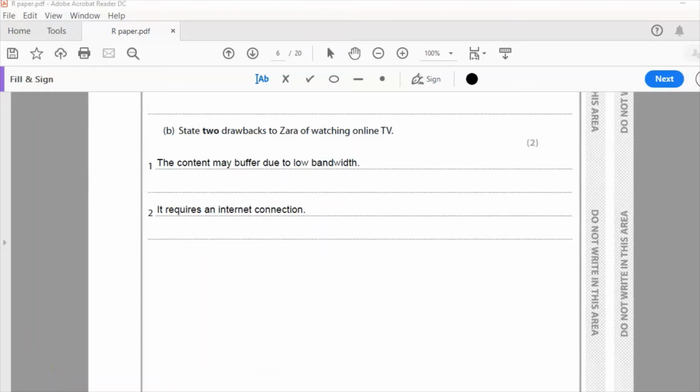So here's my answer. The content may buffer due to low bandwidth. It requires an internet connection.